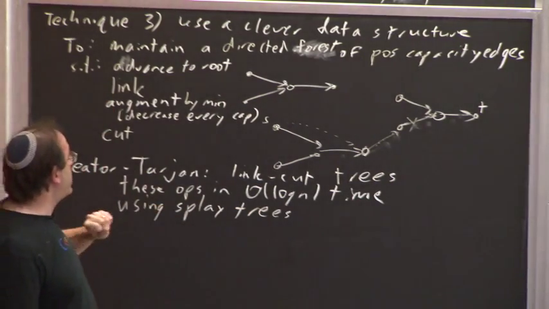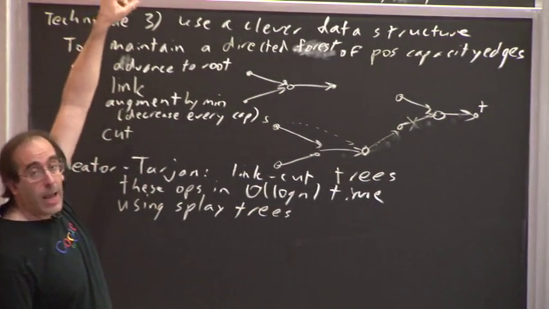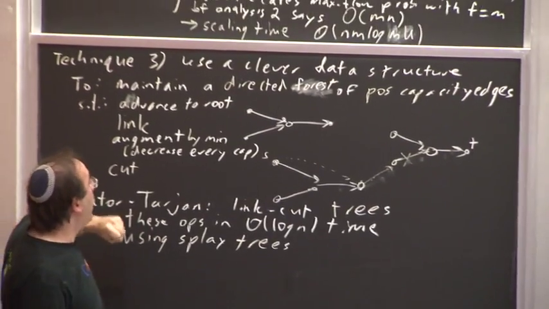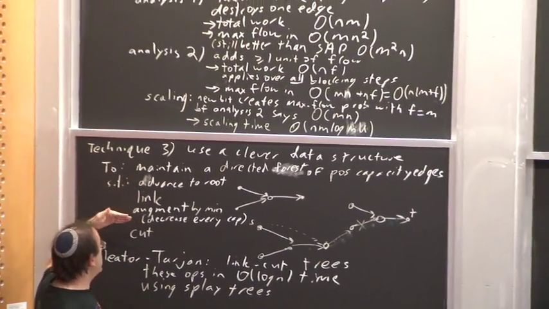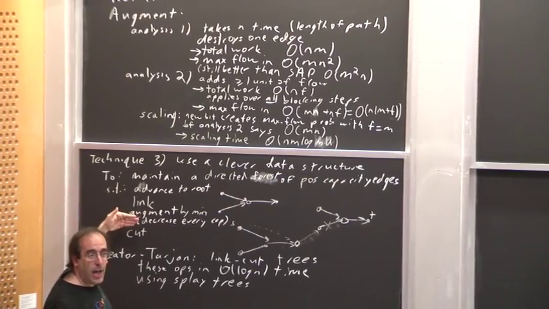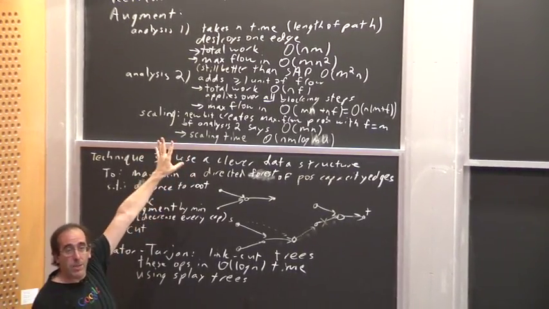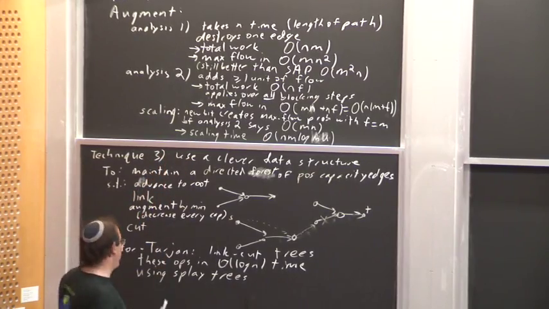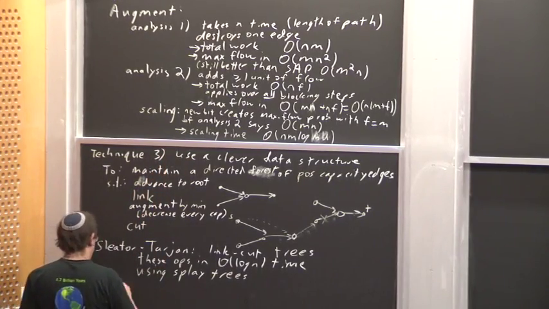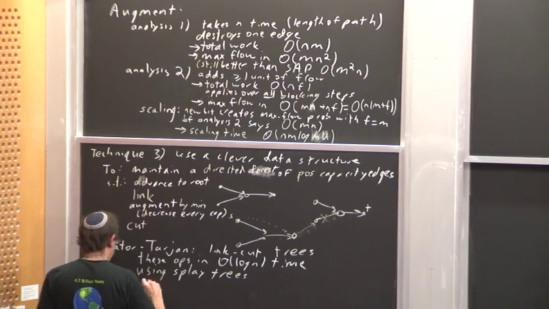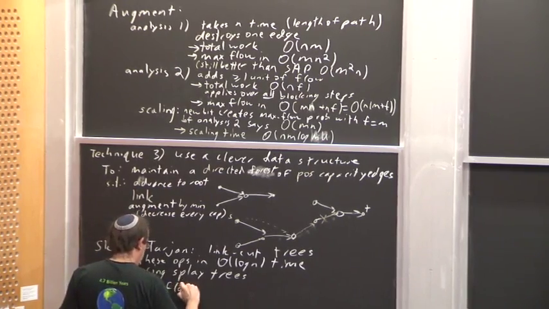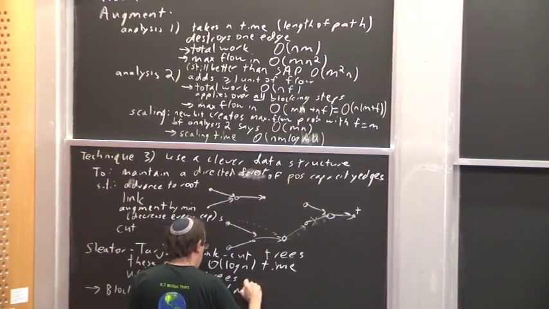Now what's great about this is that if you look at the way we described our blocking flow algorithm, since augmentation now takes order log n time, that completely drops the cost of doing a blocking flow algorithm. So with these link cut trees, you can do a blocking flow in order m log n time.